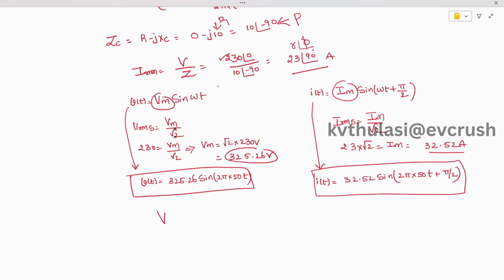But when you write the RMS quantity, VRMS is equal to 230 at an angle of 0, and the RMS current we have obtained is IRMS equal to 23 at an angle of 90 degrees. This is the form R at an angle phi.